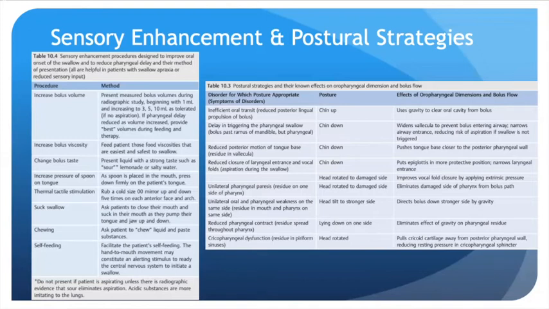I should also note that head rotation also tends to pull the cricoid cartilage away from the posterior pharyngeal wall. So this might reduce pressure in the cricopharyngeal sphincter. So if there is a cricopharyngeal or a UES dysfunction, head rotation might assist with that as well.